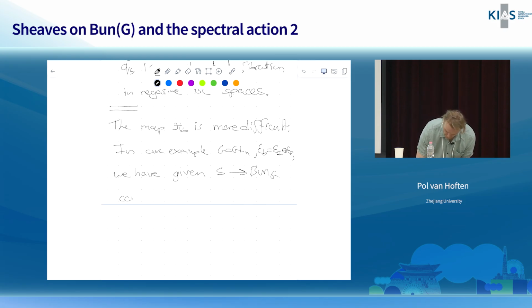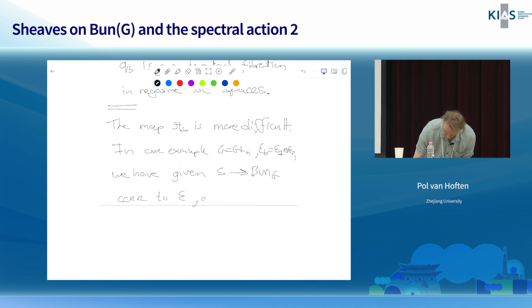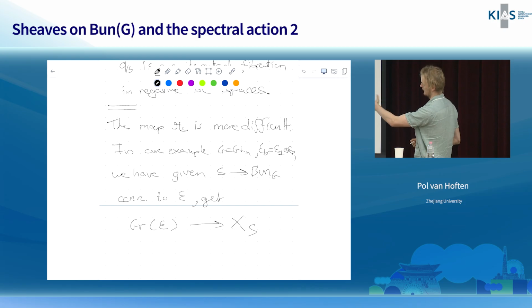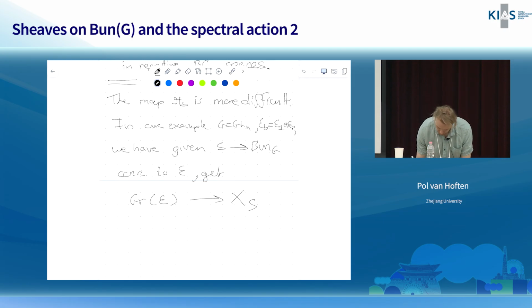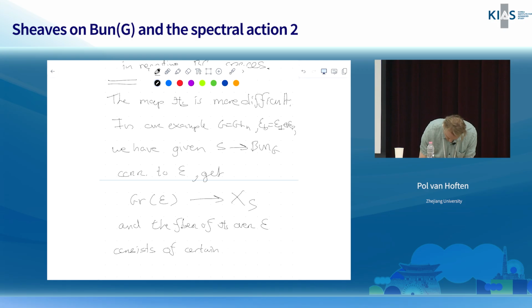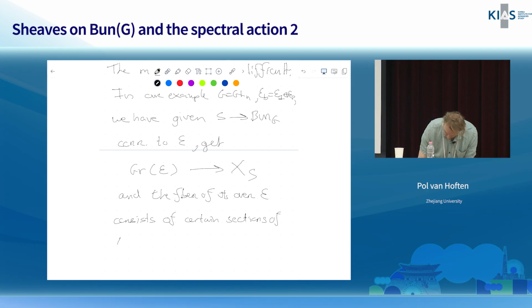So corresponding to E, there's a Grassmannian of E over this curve X_S. X_S you can think of as the algebraic curve, and over this lives some Grassmannian of vector bundle quotients of E. And so the fiber of pi_b over E consists of certain sections of this Grassmannian.